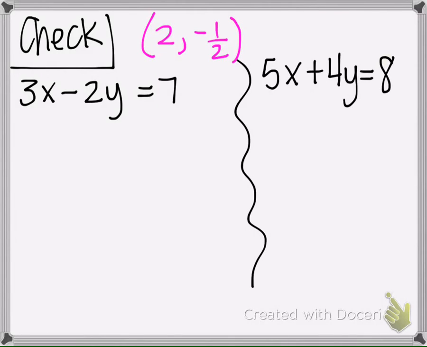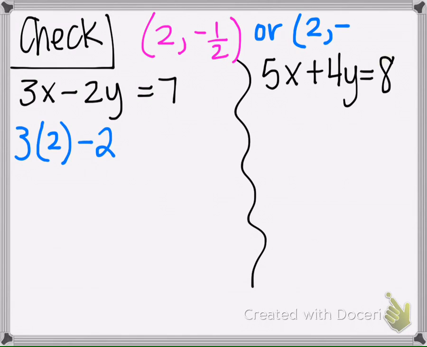So now we're going to check our answer, and we're going to plug in 2 for x, and we're going to plug in -1/2 for y. Now, if we would rather work with decimals, we could instead write our solution as (2, -0.5).